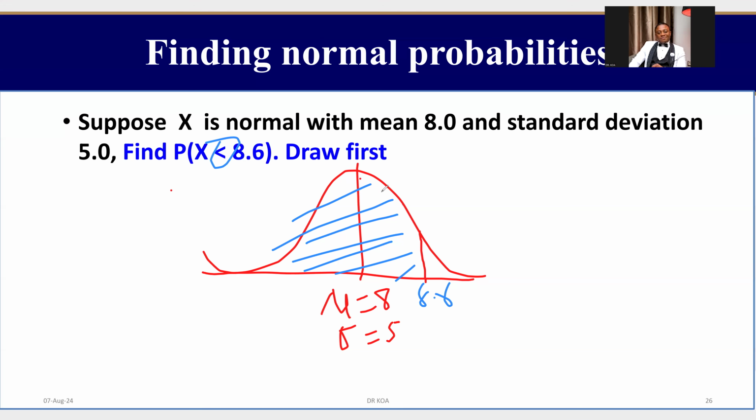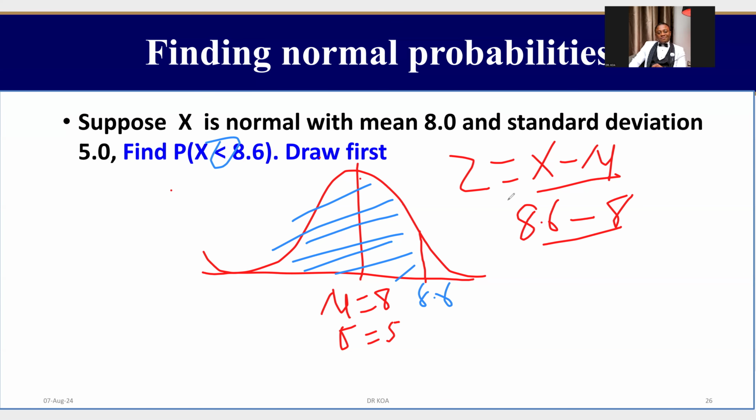Okay. And again, once you get that, you just have to put it into the Z formula. The Z formula is X minus mu, divided by sigma. In this case, the X is 8.6. So you do 8.6 minus the mu. What is the mu here? 8. Divide that by 5. Then you get the answer. Then you can substitute that into the Z formula. Okay. That will be it. Let's move on.